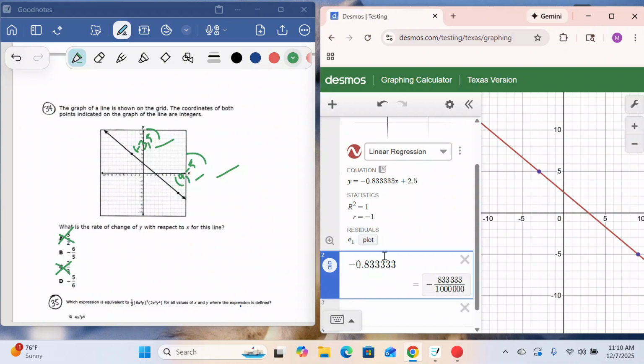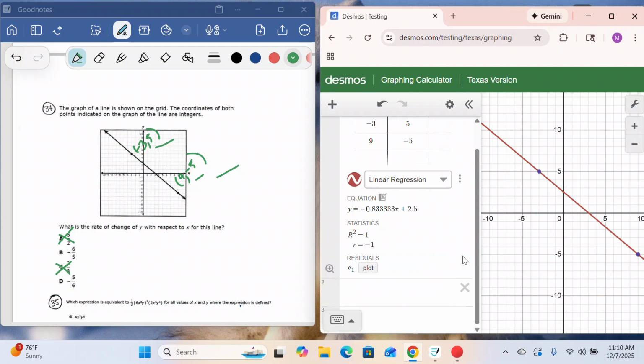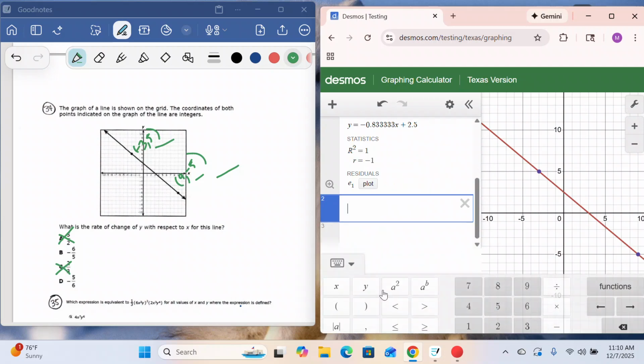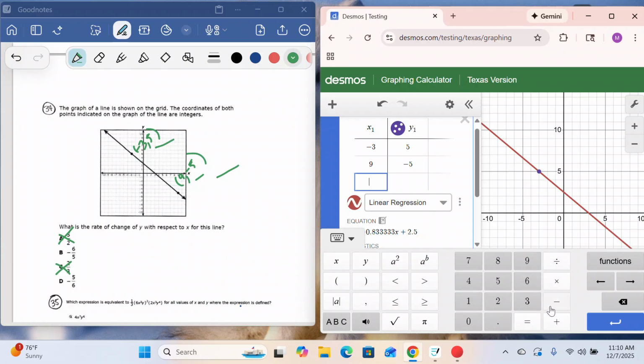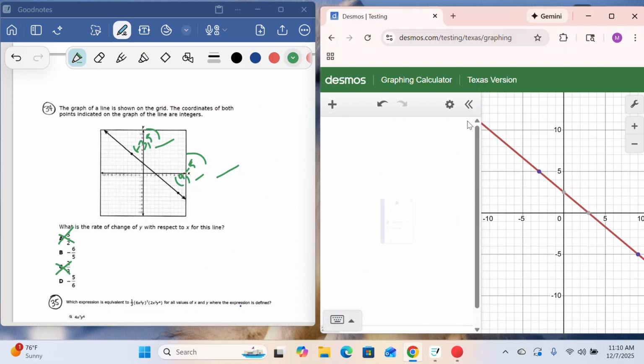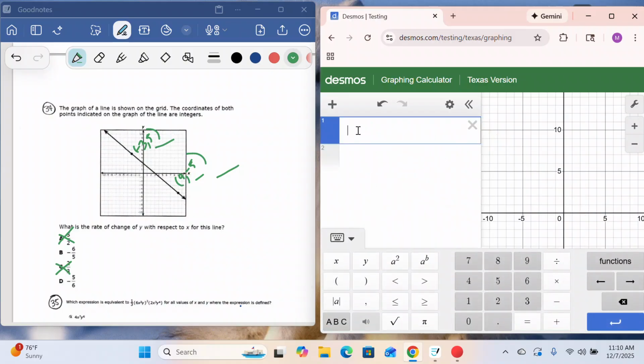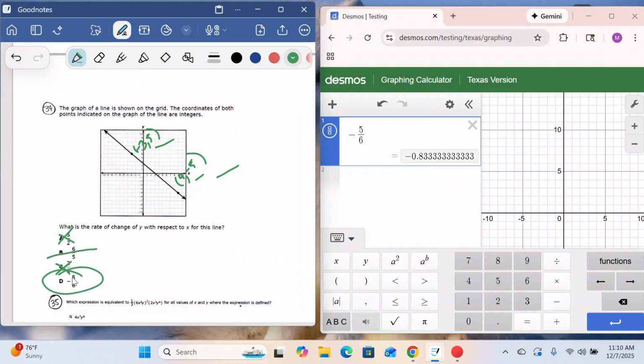But again, this gives me too much there. So I'm going to go ahead and just input -6/5. And that's 1.2. That is wrong. Then I'm going to input the next one, -5/6. Oops, wrong one. Going a little crazy on the tables. Then I put right here, -5/6, and it's -0.83333, which gives us our slope. And that is the correct answer, letter D.